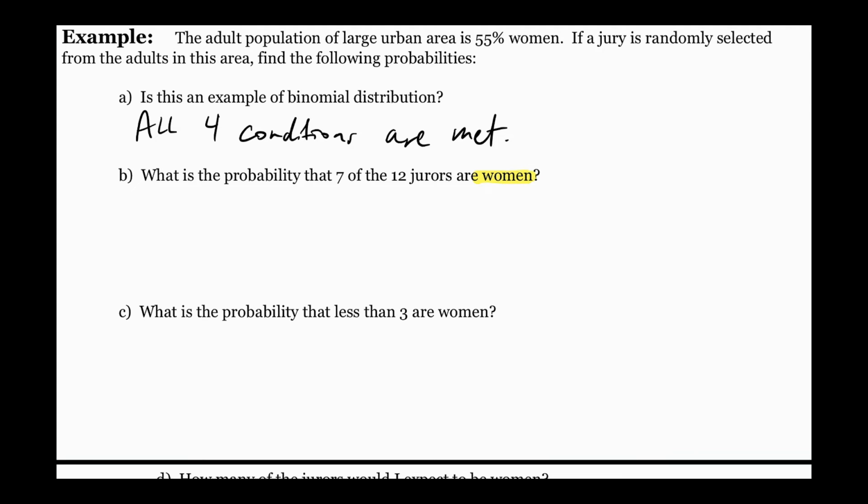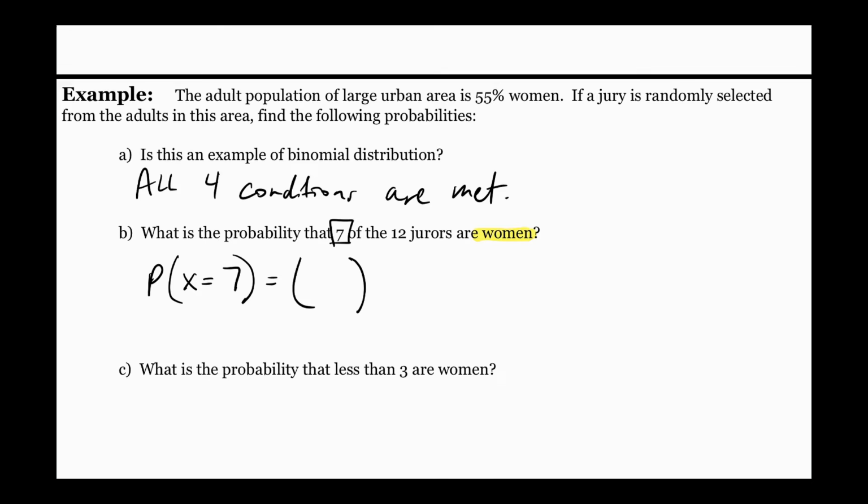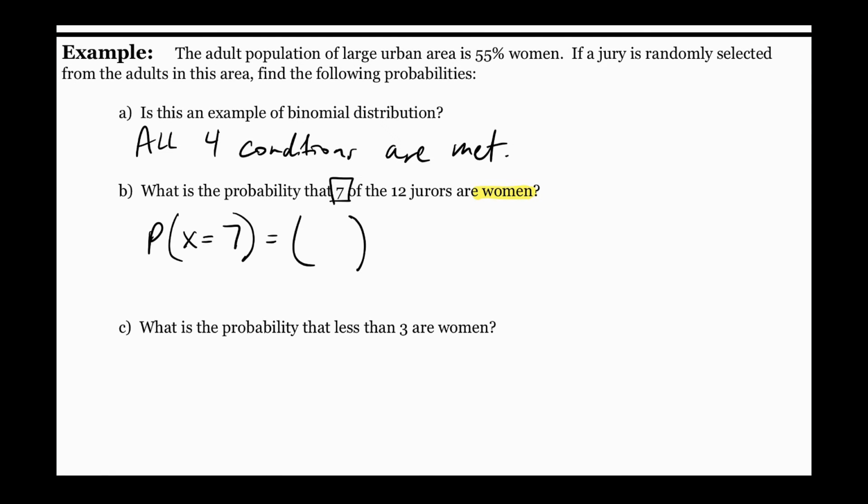Okay, so this is how we're going to set it up. We're going to say the probability x equals 7, because that's what they're asking us about. They're saying 7 out of 12. If I choose 12 people randomly, what's the probability that 7 of them are going to be females? Okay. N, K, right? N goes at the top. So 12 choose 7.